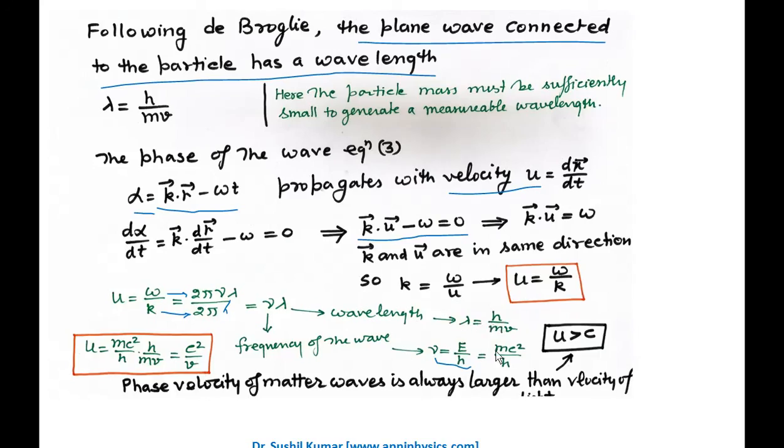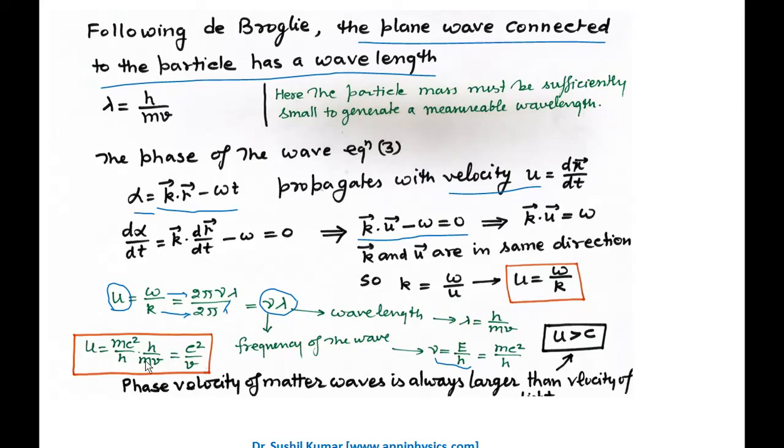Here further E is equal to mc square. So now I am putting the value of nu and lambda in this particular equation, that is equal to u, and u is the phase velocity or wave velocity which is associated right now with a particle. So u is equal to mc square upon h into h upon mv. After simplification, the result is c square upon v.